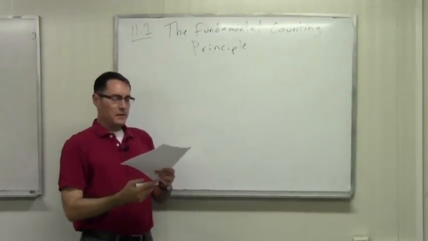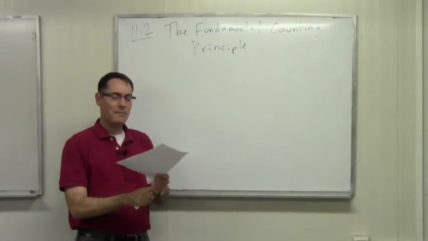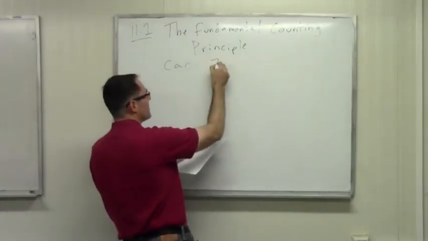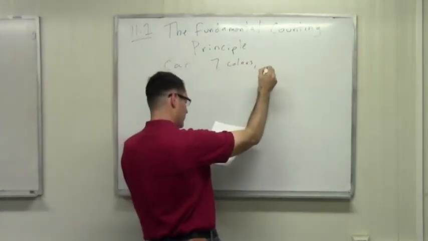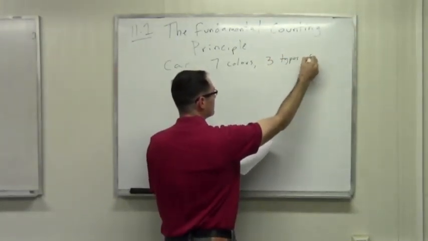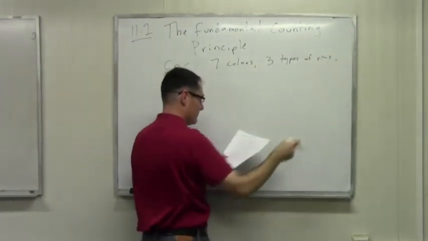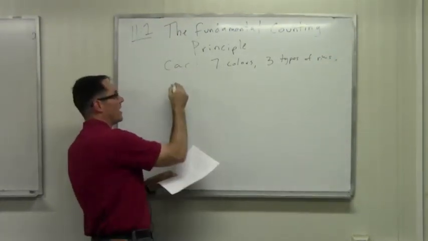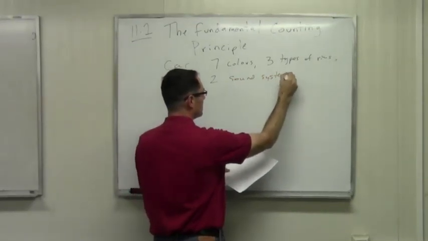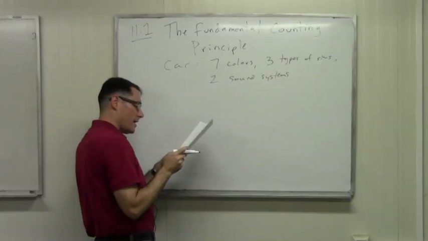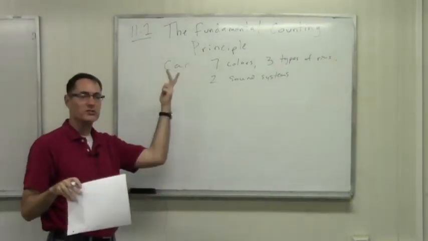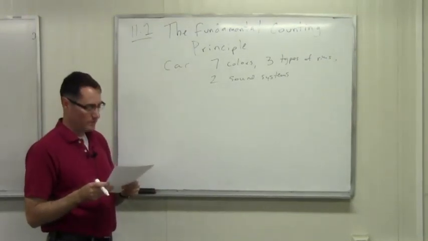All right, so let's say you have a model car, and this car comes in 7 colors and 3 types of rims. Right? And you can have 2 different sound systems. And that's it. How many ways can you order this? How many different combinations of cars can you choose from?